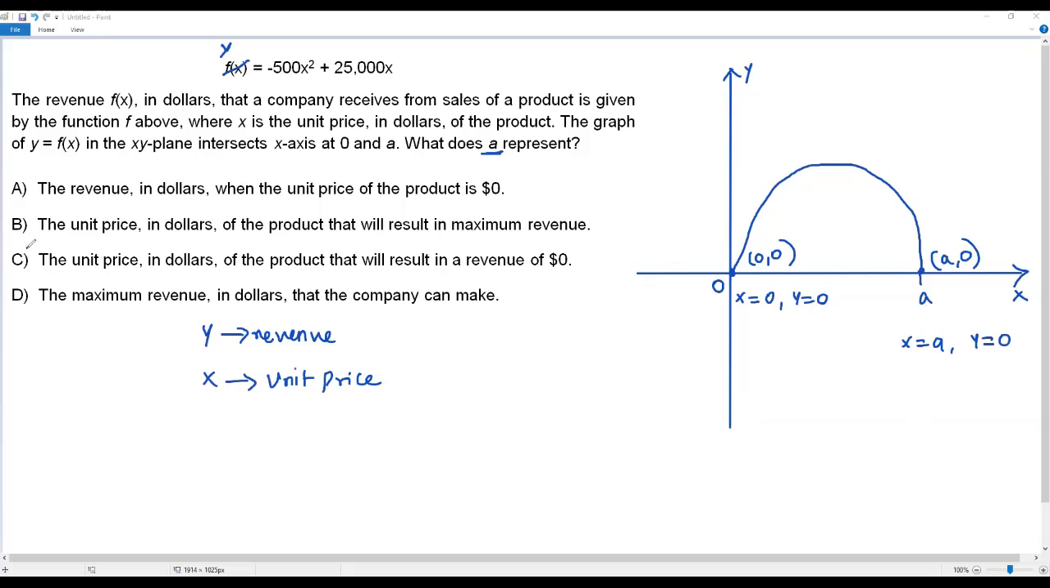We find this in option C, that is, a represents the unit price in dollars of the product that will result in a revenue of $0. So the correct answer choice for this question is option C.